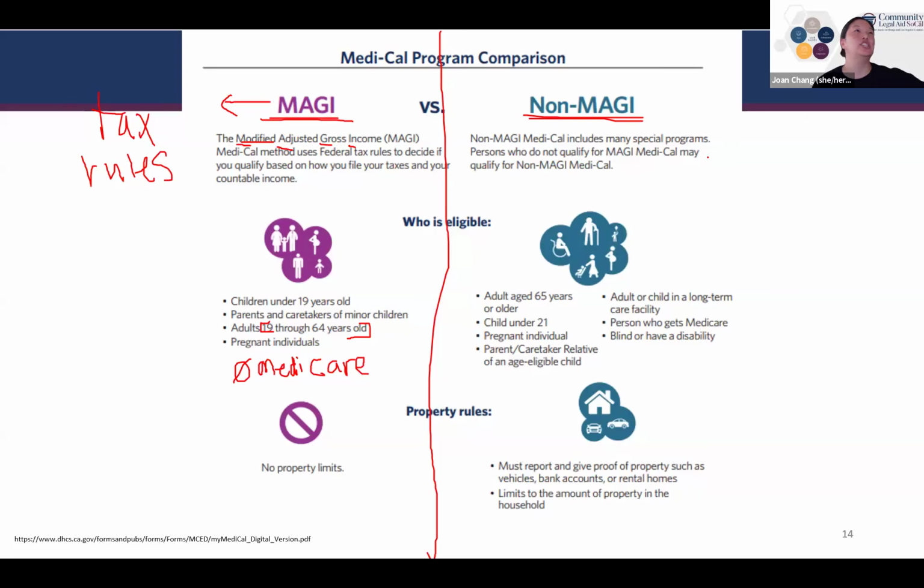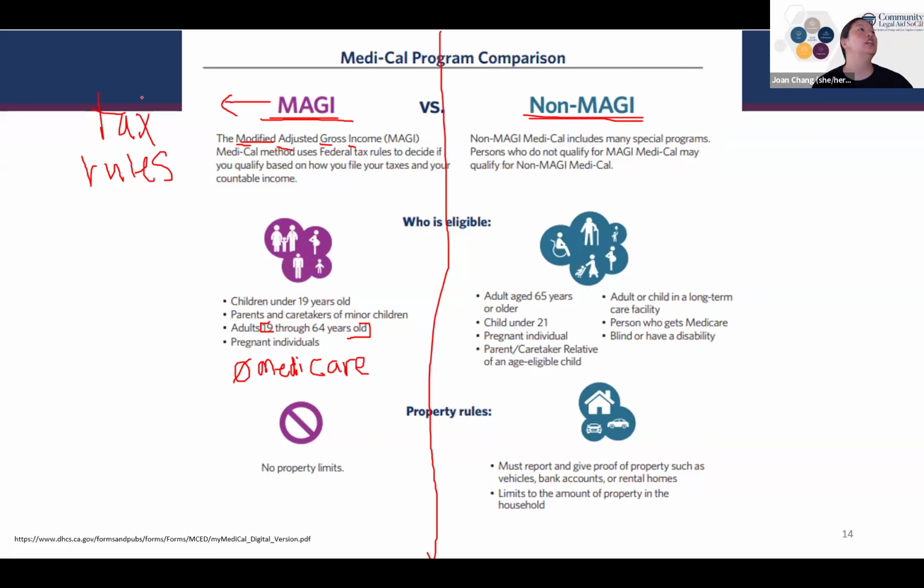So we're looking at Magi. Today we're talking about non-Magi with share of cost, but I just want y'all to know the difference. Essentially, the folks on the left-hand side are Magi folks. It's going to be those who are 19 to 64 and who do not have Medicare, okay? On the right side, we call the folks non-Magi.